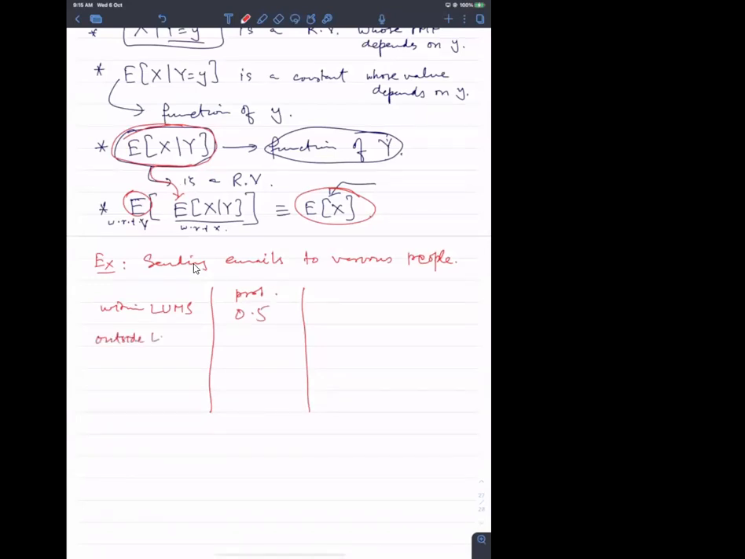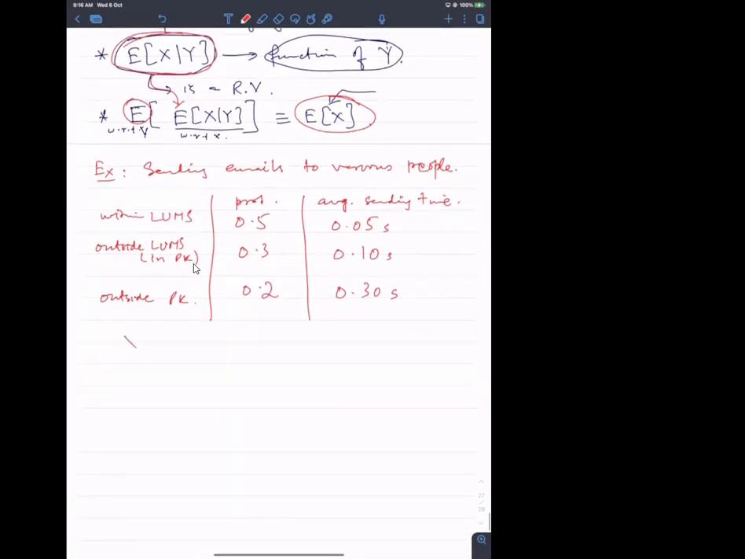Outside LUMS, but in PK, in Pakistan, the probability of that is 0.3, and outside PK, the probability is 0.2. And then let's say you have an average email sending time: within LUMS it is 0.05 seconds, outside LUMS but within Pakistan it is 0.10 seconds, double, and outside that it triples.